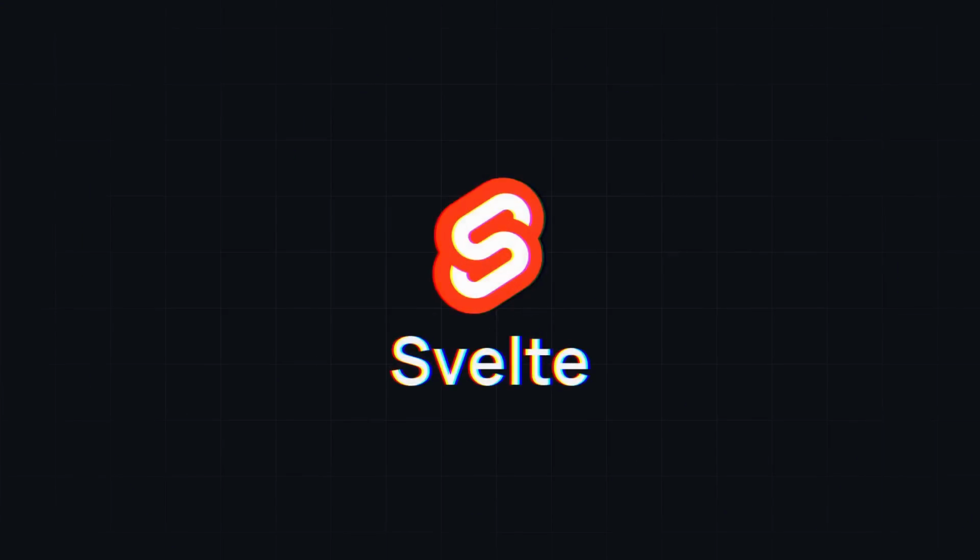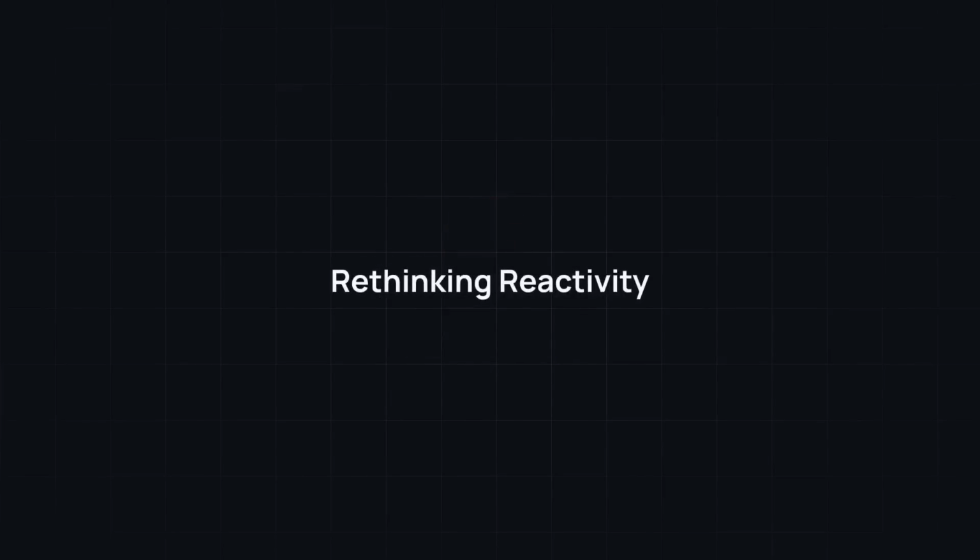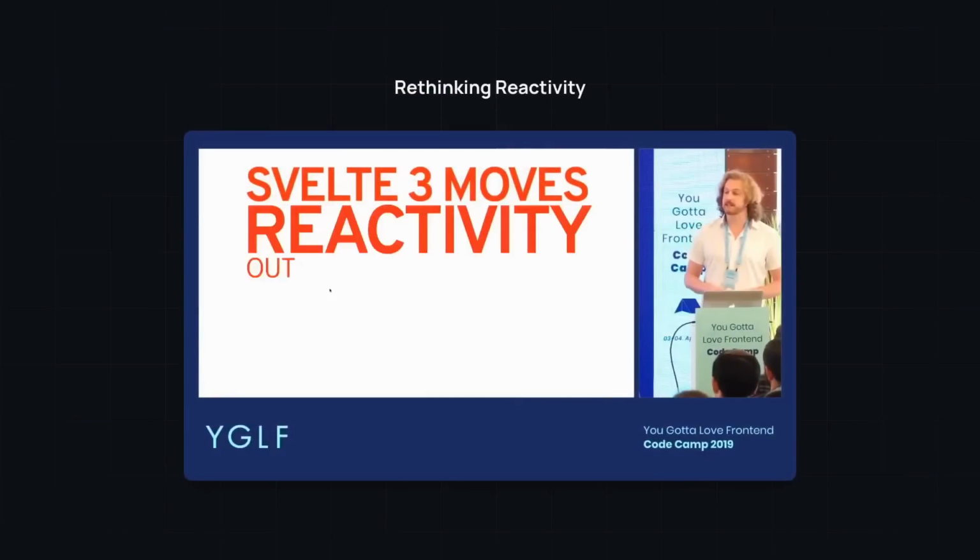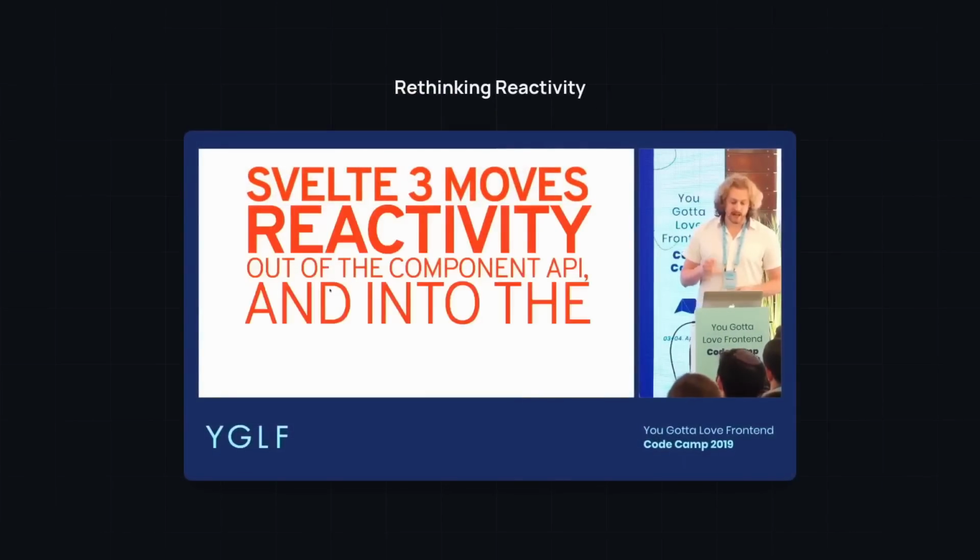Svelte is a language that takes your component code and turns it into efficient JavaScript code. In 2019, Svelte challenged what reactivity could be in a JavaScript framework by moving the reactivity from the component API into the language itself. Svelte 3 moves reactivity out of the component API and into the language. And if you're already a user of Svelte, this might look really familiar.